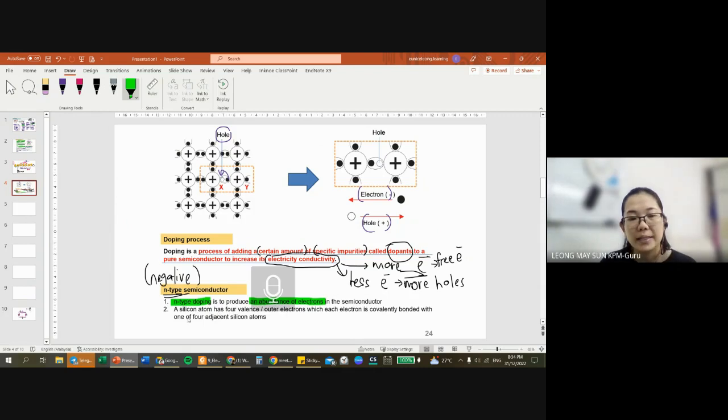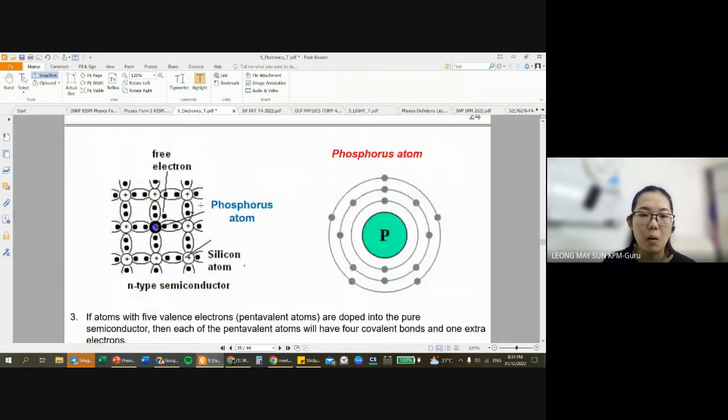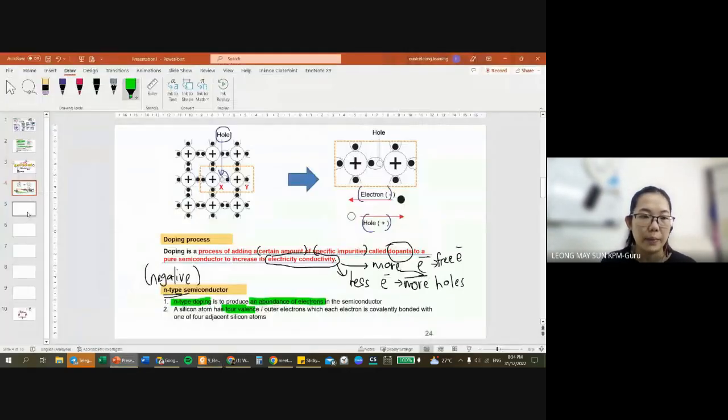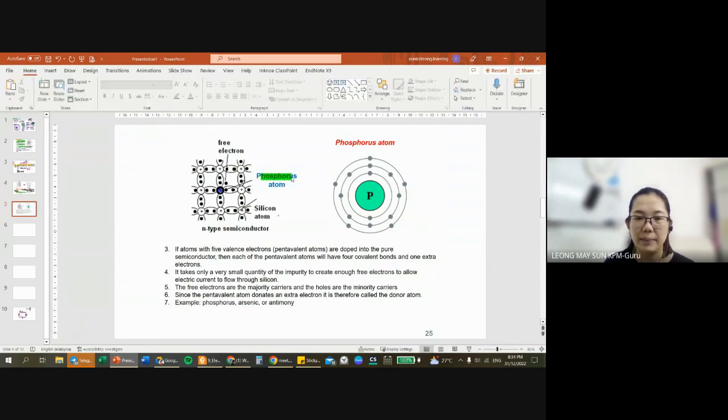Okay, now silicon has 4 valence electrons at the outermost orbit, or the outermost shell. So each electron is covalently bonded with one of the 4 adjacent silicon atoms. So how do we make sure that it has more electrons? In order for it to have more electrons, we add an impurity.